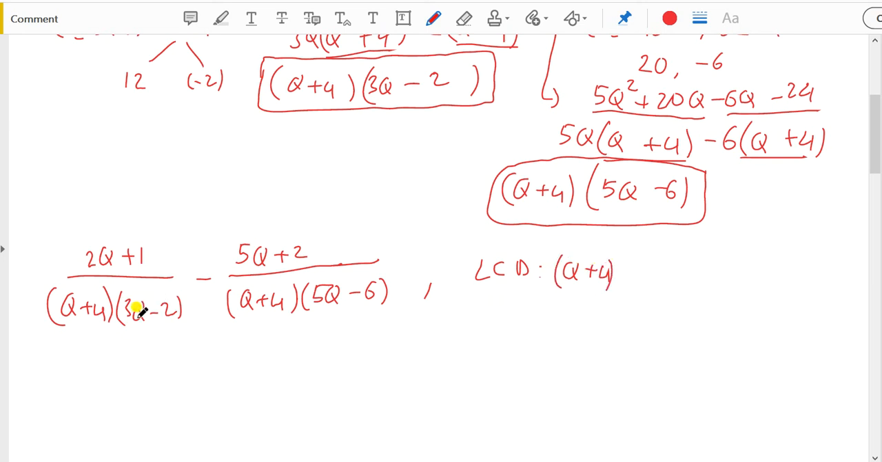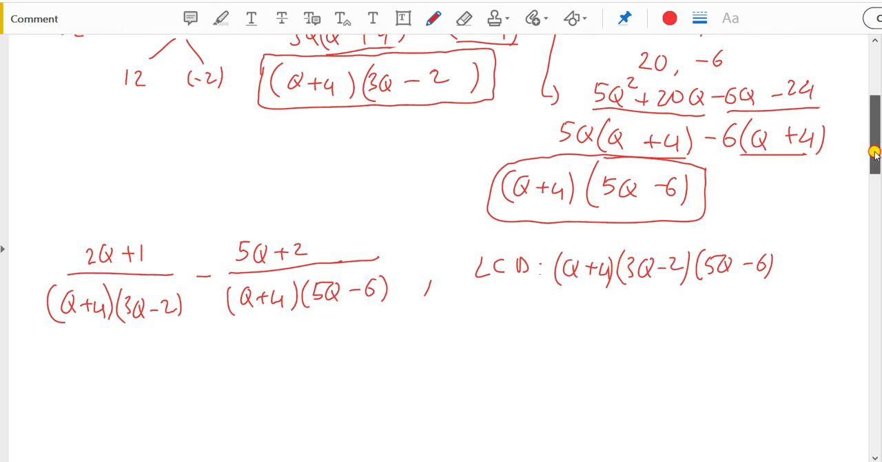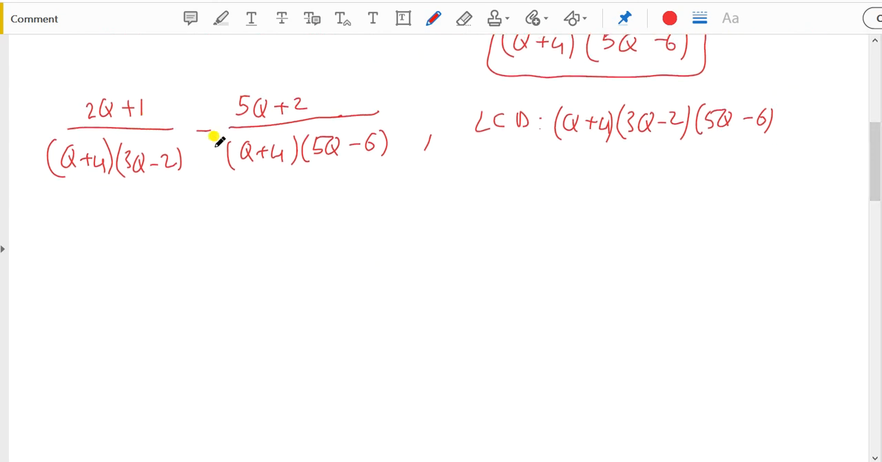And then the next one we have 3q minus 2, but this side we don't have that. That's why we have to multiply by that as well, 3q minus 2. And then this side 5q minus 6 we only have here and not here, therefore we have to multiply that as well to get the least common denominator for both sides, I mean both fractions. So after we find the LCD on both sides, I mean both rational expressions, we can then write them as just a single rational expression.